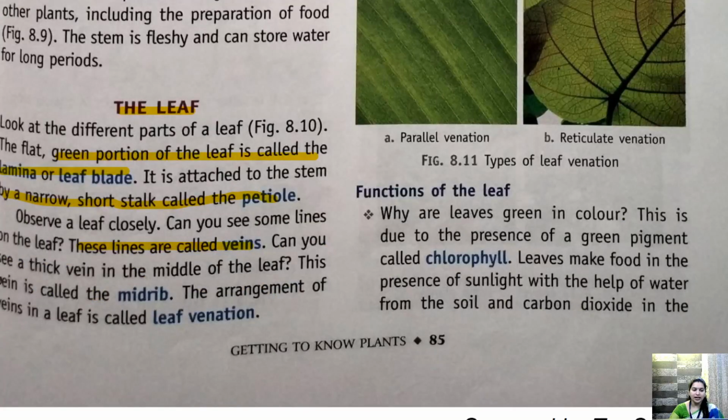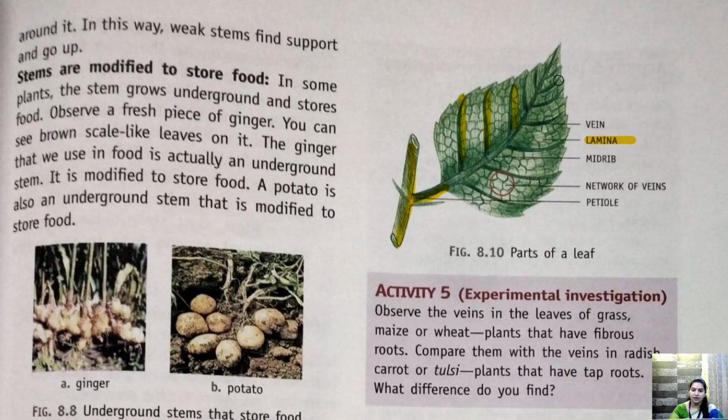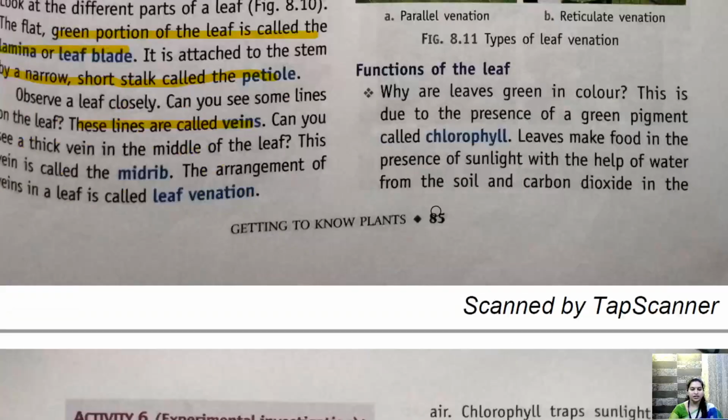Okay. Can you see a thick vein in the middle of the leaf? Is a thick vein present in the middle of the leaf? Yes, definitely it is present. So what is this called? This is called the midrib. What is it called, children? It is called the midrib. Okay, so this vein is called the midrib.